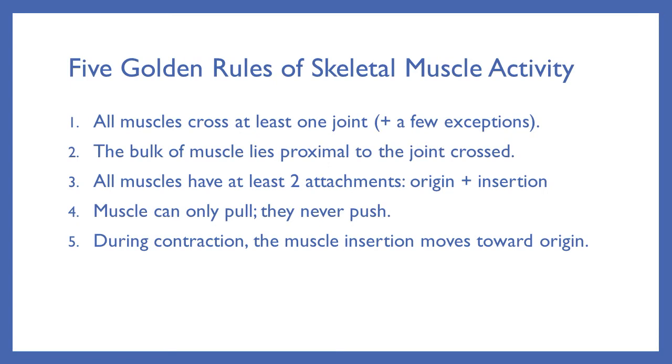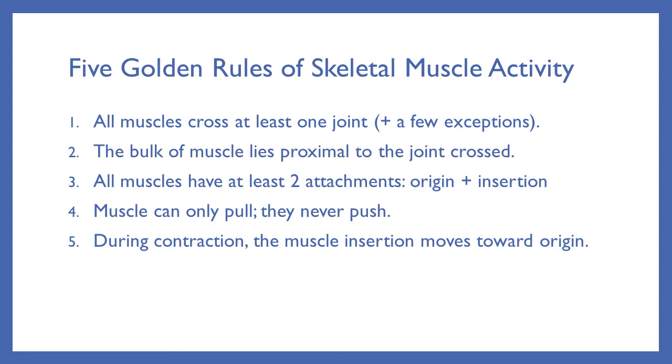There are 5 golden rules of skeletal muscle activity. Number 1, all muscles cross at least one joint, with a couple exceptions, but they're the anomalies. 2, the bulk of muscles lie proximal to the joint crossed. 3, all muscles have at least 2 attachments, an origin and an insertion. 4, muscles can only pull, they never push. 5, during contraction, the muscle insertion moves towards the origin.